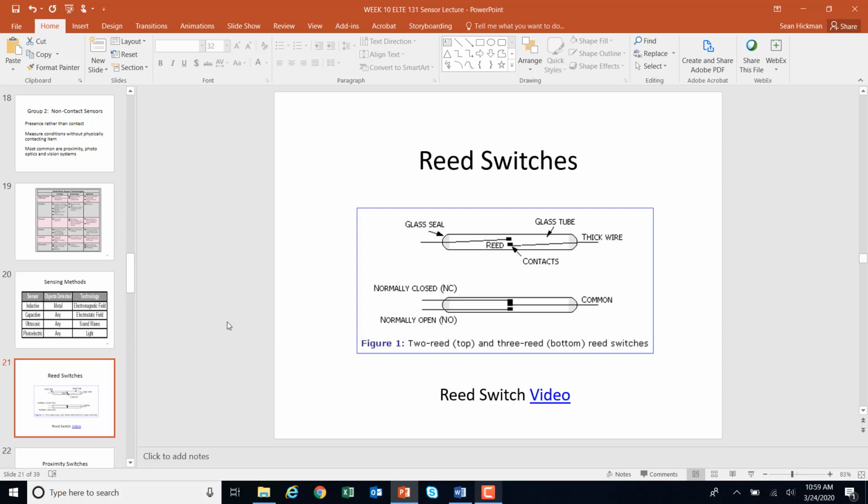The first switch that we're going to look at is called a reed switch. A reed switch has contacts that move due to magnetism. And this is not a solid-state transducer. The Hall effect sensor that works on magnetism is. So go ahead and take a minute and watch the reed switch video and be sure you understand how that works.